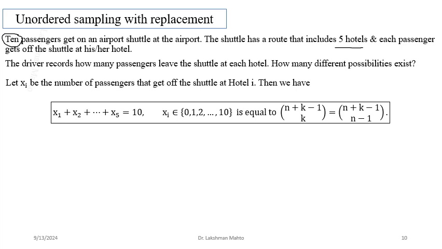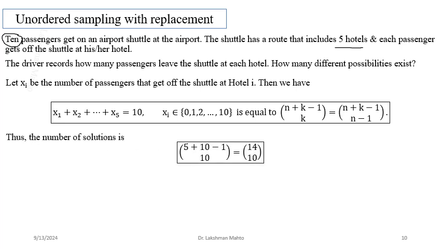Remember that for a partitioning of k into groups, if you are forming a sample of size k where order does not matter but repetition is allowed, then you are using this kind of counting principle. So here what would be the answer? N plus k minus 1 choose k. That means 5 plus 10 minus 1, choose 10. You follow the order here, though it is not mandatory. The answer would be 14 choose 10. That is the total number of possible exits.